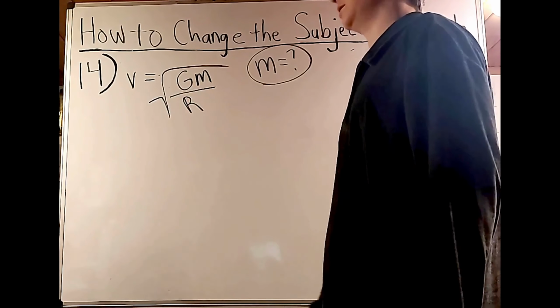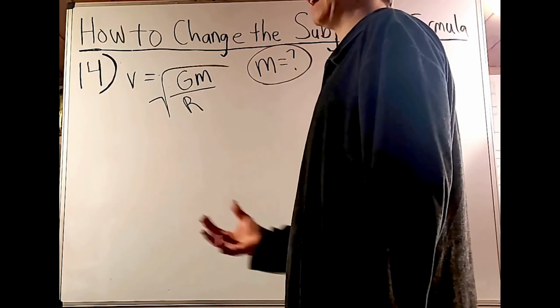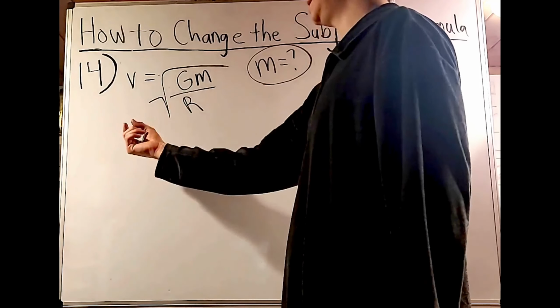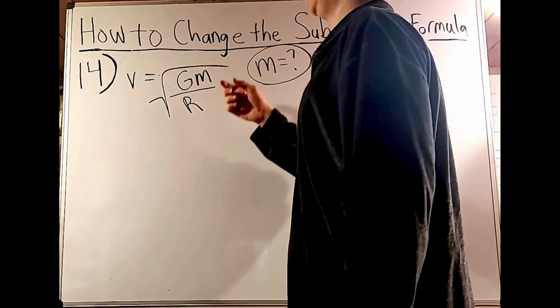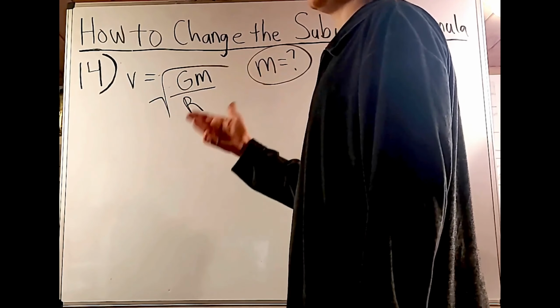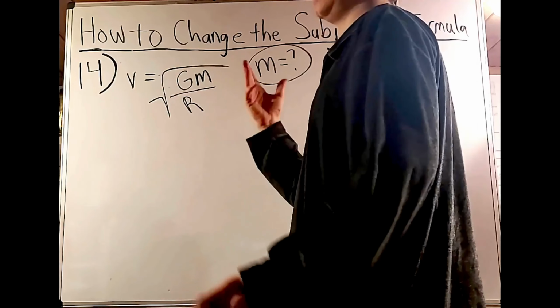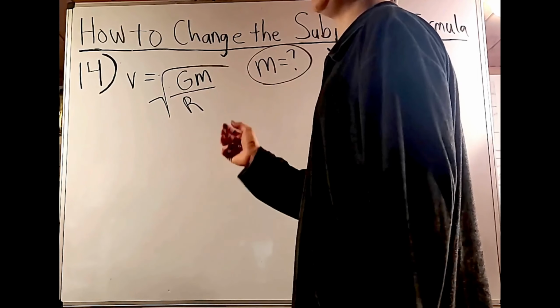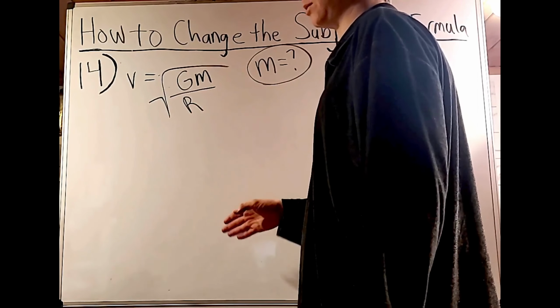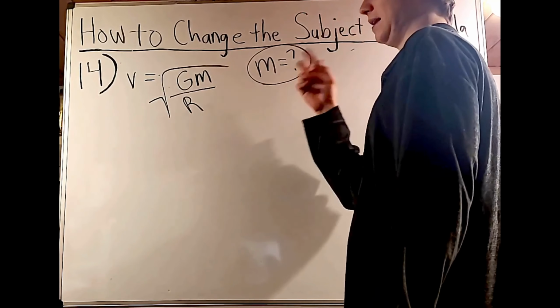Okay, next question. This is the formula for a satellite that's orbiting the planet. V stands for the velocity, the G is a constant, the M is the mass of the planet, and the R is like the orbital radius. It is the distance between the satellite and the center of the planet. Okay, we're trying to find M here.